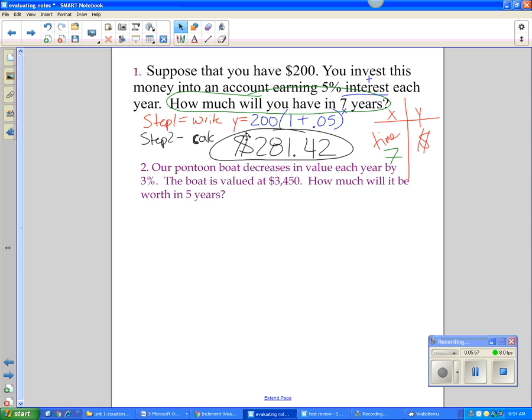Number 2, our pontoon boat decreases in value each year by 3%. The boat is valued at $3,450. How much will it be worth in 5 years? Chad, what do I want you to do first? Okay, so let me have Zaria help me with my y equals. What number comes first?